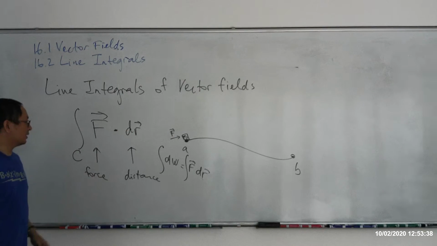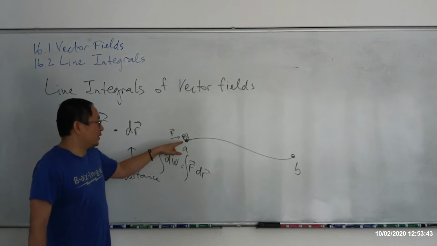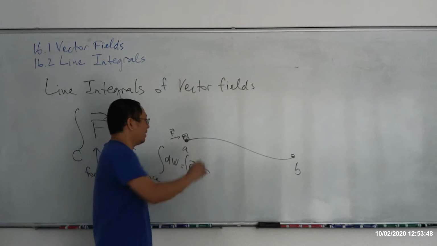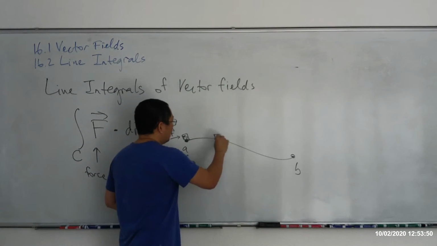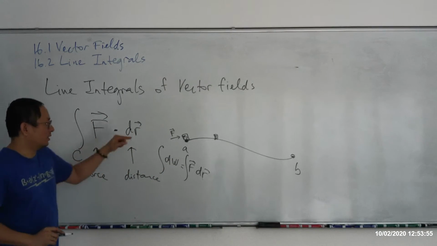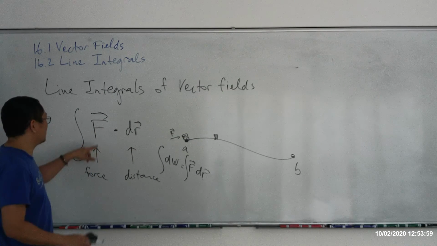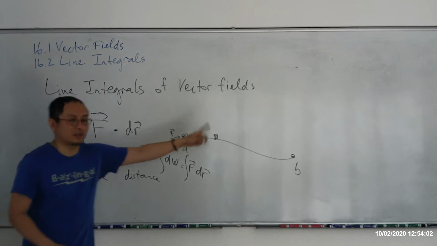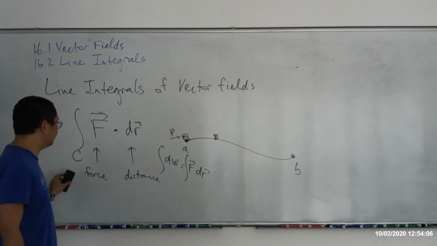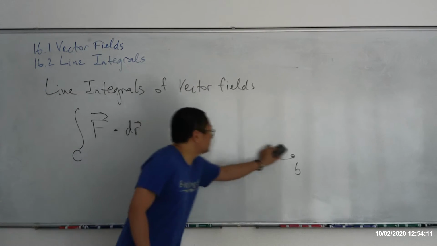Force times distance. We have to use an integral because the force may not be a constant. The force you apply at this moment may not be the same as the force at another point. The vector field, the force, is changing. That's why we use an integral. If it's constant, then all you have to do is take F times the distance, the length of that curve, and you have the answer.